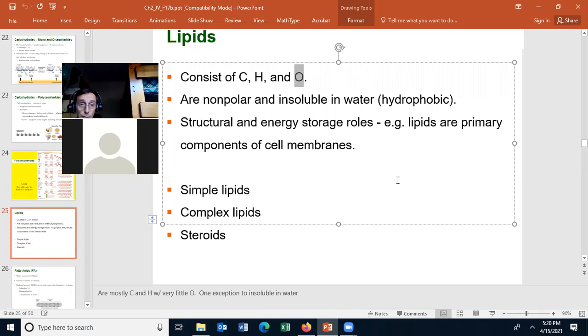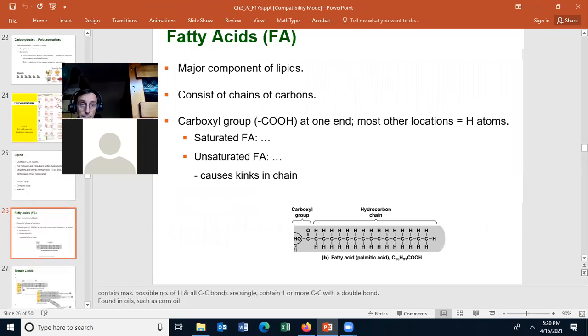There are 3 categories of lipids: simple lipids, complex lipids, and steroids. Let's talk about the simple lipids first. They're made up of fatty acids as one component. Fatty acids consist of a fairly long chain of carbons held together by the carbon bonding to the carbon. And there is one carboxyl group, the COOH group, at the end right here. Most other locations there are hydrogen bonded to the carbon.